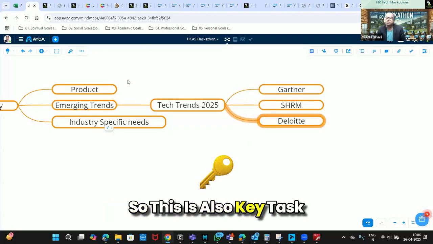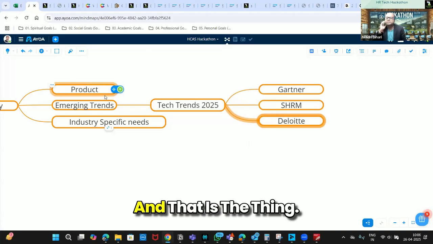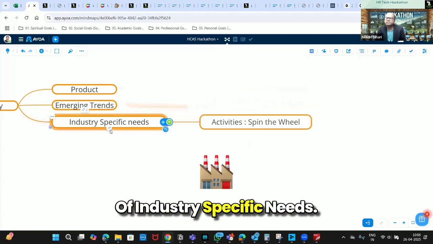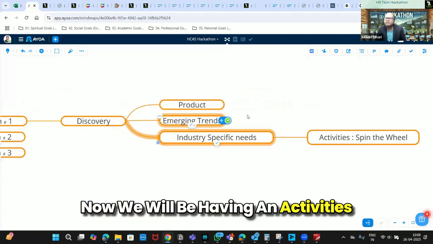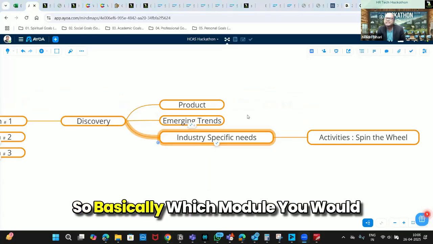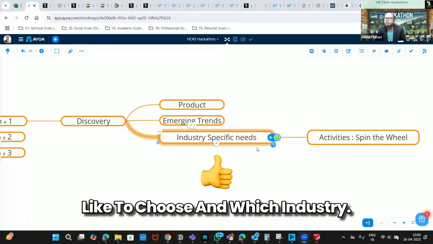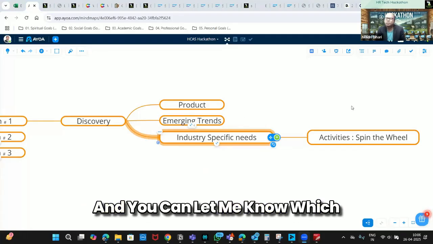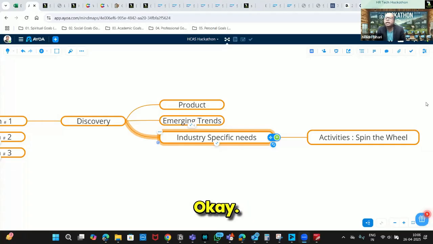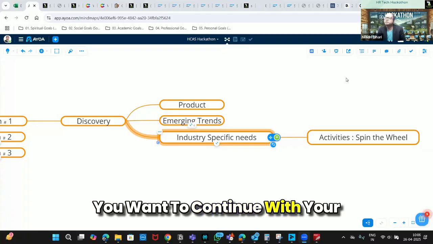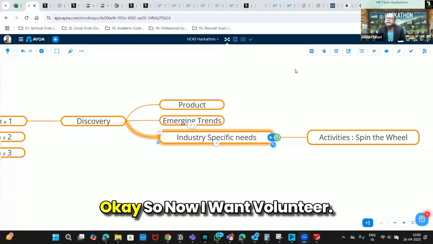So this is also a key task for all of you. Now coming to the last part, the industry-specific needs. Now we will have an activity for all of you, where you will be playing a game. Basically, which module you would like to choose and which industry. You can participate and let me know which one you are interested in. Otherwise, if you're already a working professional and want to continue with your industry, that's well and good also.